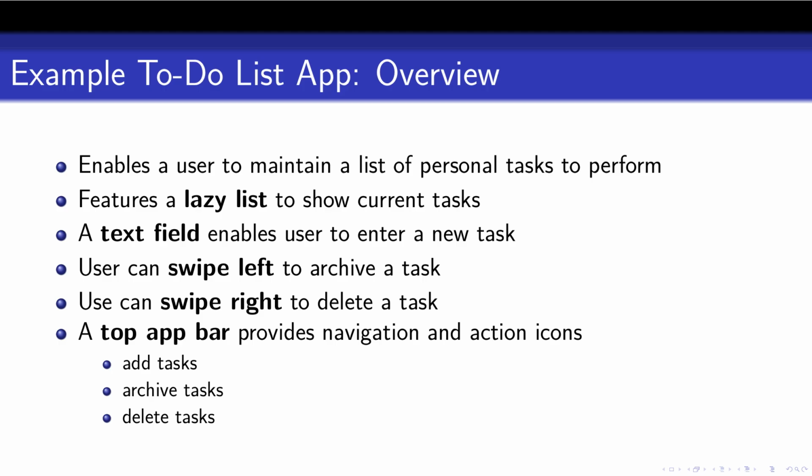Let's take a look at the to-do list app we will build. It allows users to maintain a task list with features like adding new tasks via a text field and managing existing ones using swipe gestures. Users can swipe left to archive a task or swipe right to delete it. A TopAppBar provides quick access to common actions, such as adding, archiving, or deleting tasks.